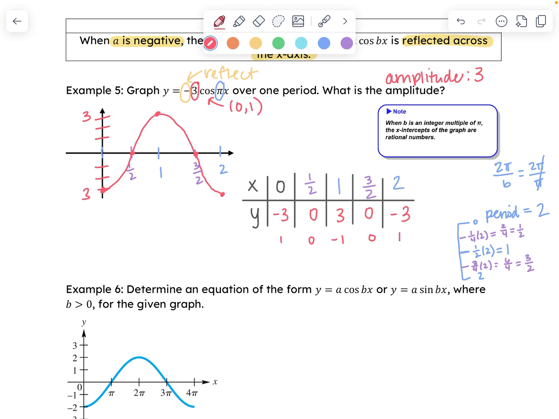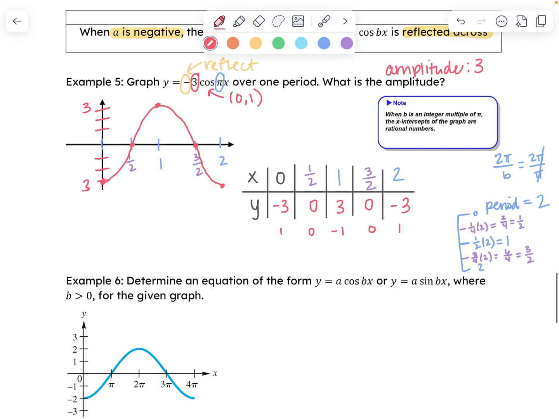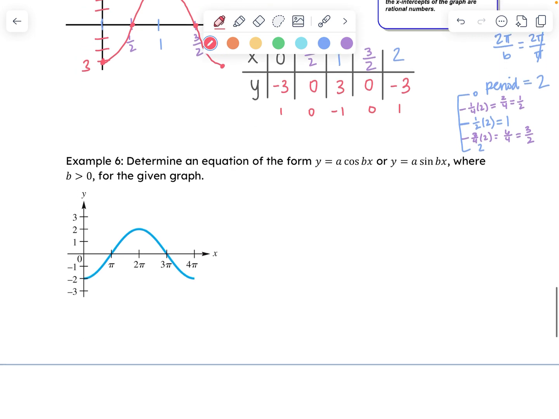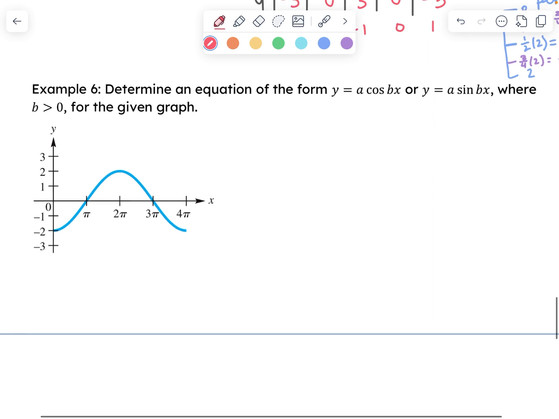Okay, and like I said, the last thing we are going to look at is a graph and see if we can go backwards and figure out the equation. So I'm going to zoom in a little bit. It says determine an equation of the form y equals a cosine bx or y equals a sine bx, where b is greater than 0 for the given graph. So we're going to need to figure out if it's a sine or a cosine first. Then we can start building our equation.